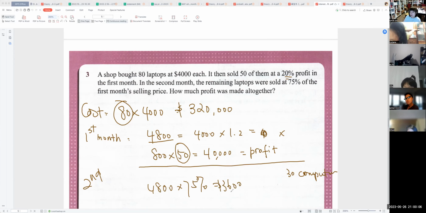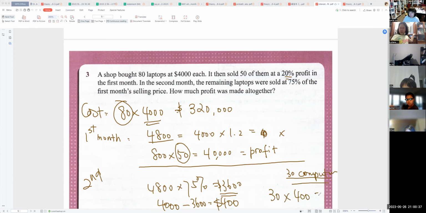Okay, so now let me ask you, Jeff. Is it making money or losing money in the second month? The cost is 4,000 per laptop. 哦，losing money, very good. So losing how much money? Every single one, 400. Very good. So how many laptops are left over? 30. So 30 times 400 equals 12,000. That is how much money you lose.